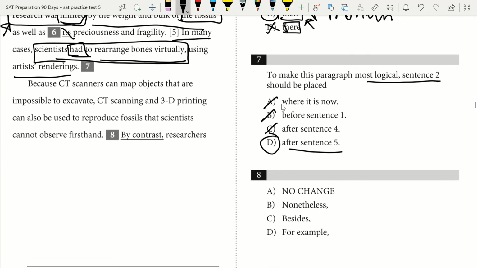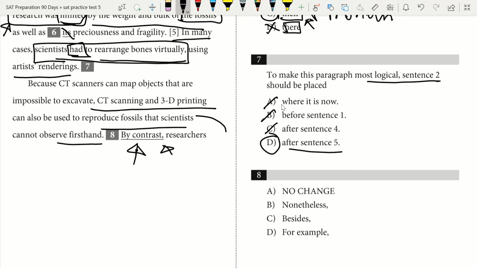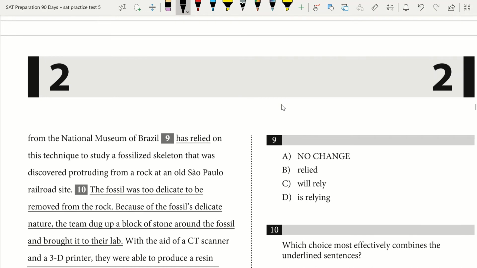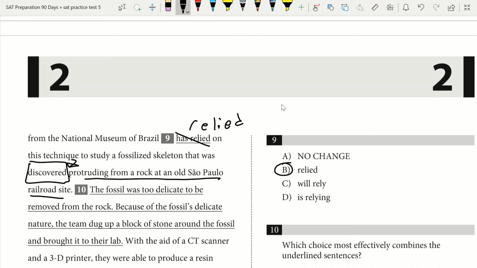Okay, next, because CT scanners map objects that are impossible to excavate, CT scanning and 3D printing can also be used to reproduce fossils that scientists cannot observe firsthand. Okay, right here I've got a word with a comma after it at the beginning of a sentence. I know that's basically a transition question from my previous sentence to my current sentence, so I have to read that current sentence. So it says researchers from the National Museum of Brazil. That's going to be relied because we have to maintain tense. Okay, and we've been using past tense throughout this. So relied on this technique to study a fossilized skeleton that was discovered. Okay, once again, that proves that number 9 has to be relied because we're still talking past tense. Protruding from a rock at an old Sao Paulo railroad site. So basically for number 9, I'll answer 8 after this.